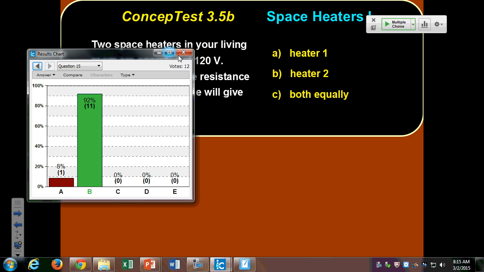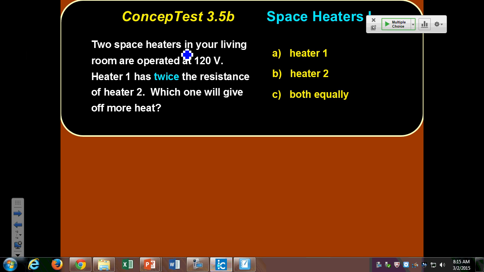Okay, B is the right answer. The one with the lowest resistance allows the greater amount of current, and when there are more electrons, I get more energy. Have you ever looked inside of your heater at home, or a hair dryer? What do you see inside of it usually? Right. When it's running, it's red, but it's just a coil of wire.